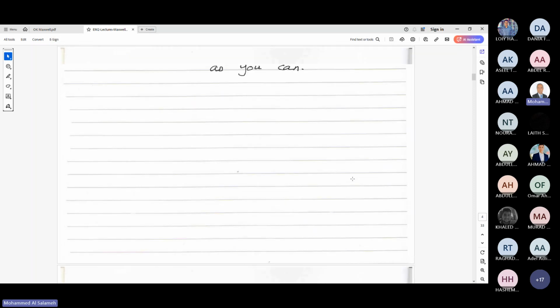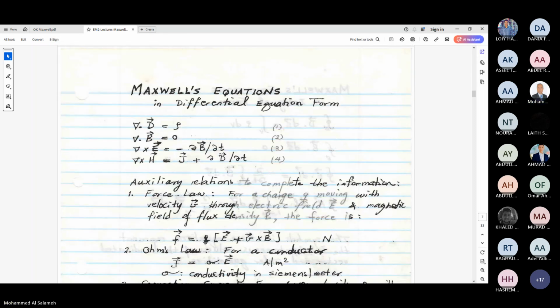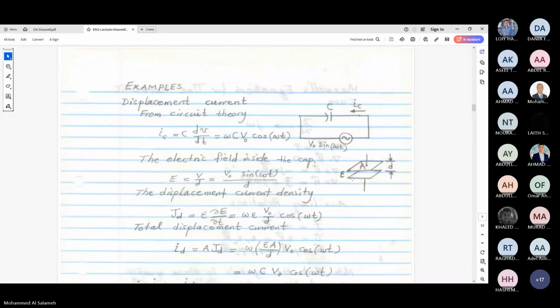Just to see what's here. Okay. Oh, it's sine. Yes, that's right. This should be V naught sine omega t. So here is the mistake. I will correct this and upload it again. So this is sine, not cosine. Sine, okay. So this is V naught sine omega t, not cosine.